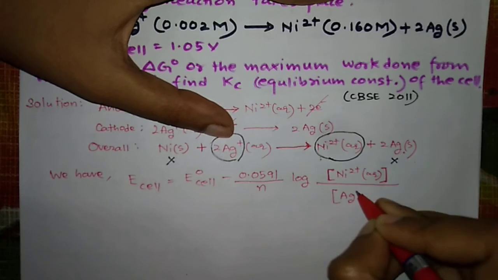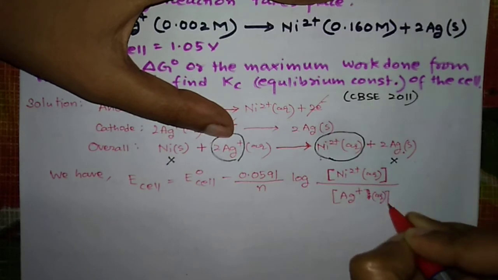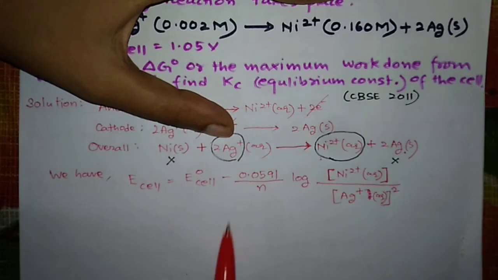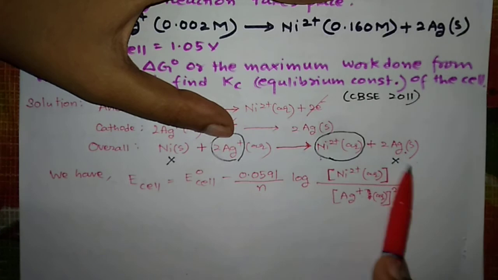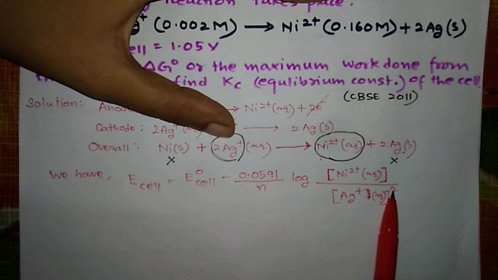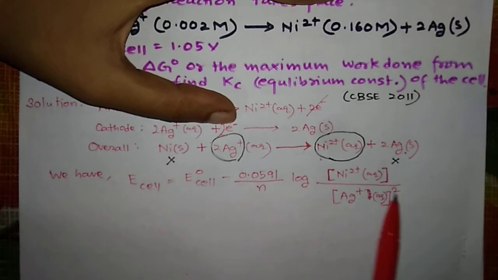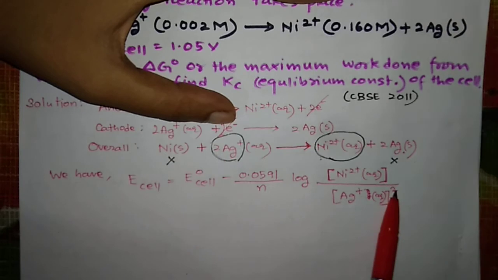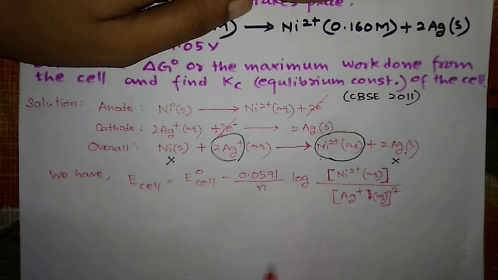One more thing, you remember that whenever there is a coefficient, the coefficient will go to the power. If there is no coefficient, suppose here, we will not give anything because it is 1, right? We will not write anything. But if there is a coefficient, say 2, 3, 4, you have to write it as a power. Remember, with the concentration you have to write the coefficient as a power. The coefficient goes to the power, keep this in mind.